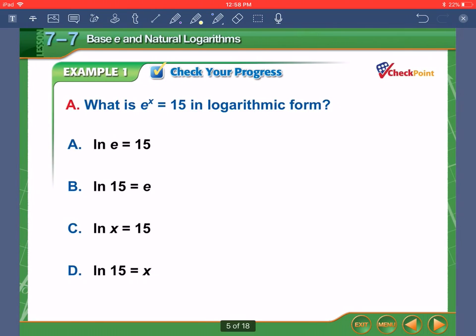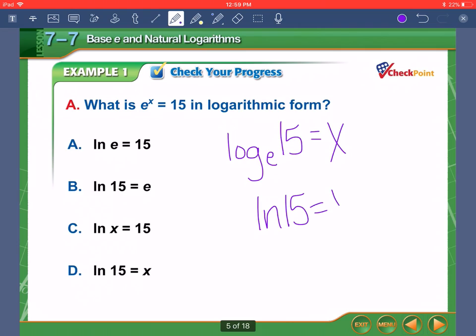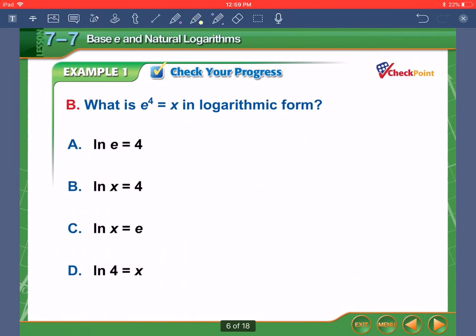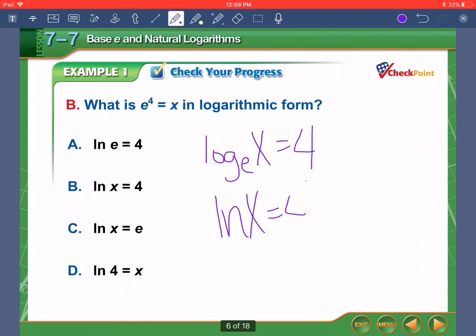All right, so what is e to the x power equals 15? Putting it in logarithmic form, I've got log base e of 15 equals x, and I'm going to replace log base e with the natural log of 15 equals x. All right, e to the fourth power equals x. I've got log base e of x equals 4, and simplify it to be the natural log of x equals 4.